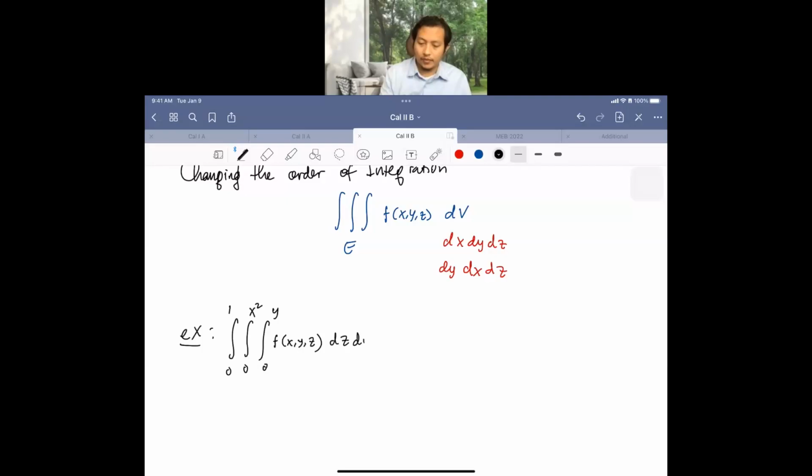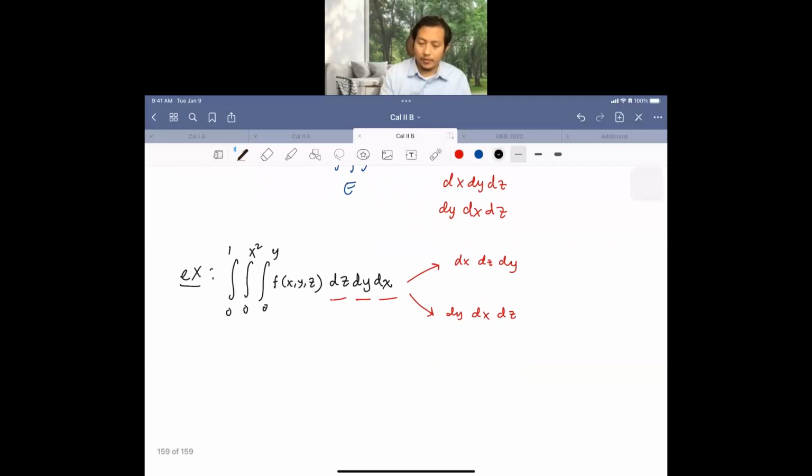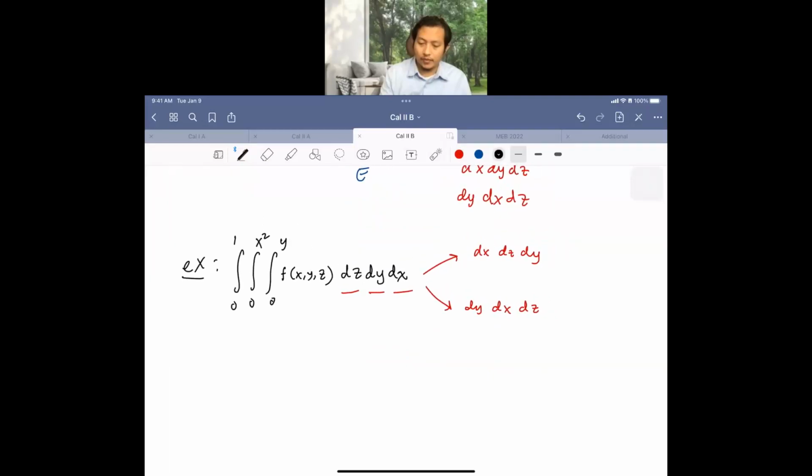So let's say we have this order as dz, dy, and dx, right? And what we are going to achieve, we need to exchange this order to dx, dz, dy, and the second, dy, dx, and dz. Okay. Now let's just write for the general part.